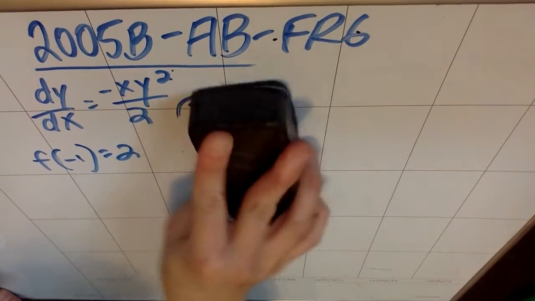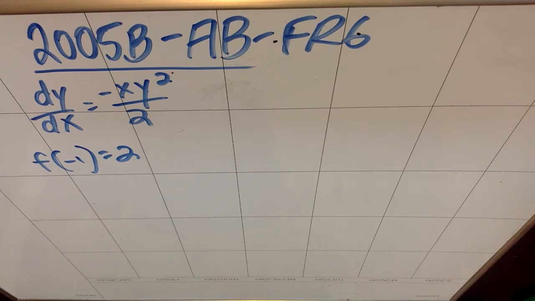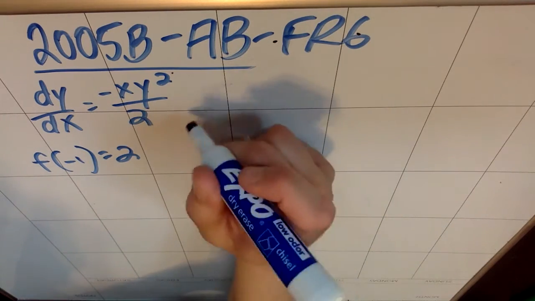Part C is the part we could see coming from the beginning, where we are asked to solve the diffie-q, and they tell us specifically here that we are supposed to solve for y equals f of x. The reason that's relevant is because that means that after you're all done, you have to solve for y. So part C, solve the diffie-q.